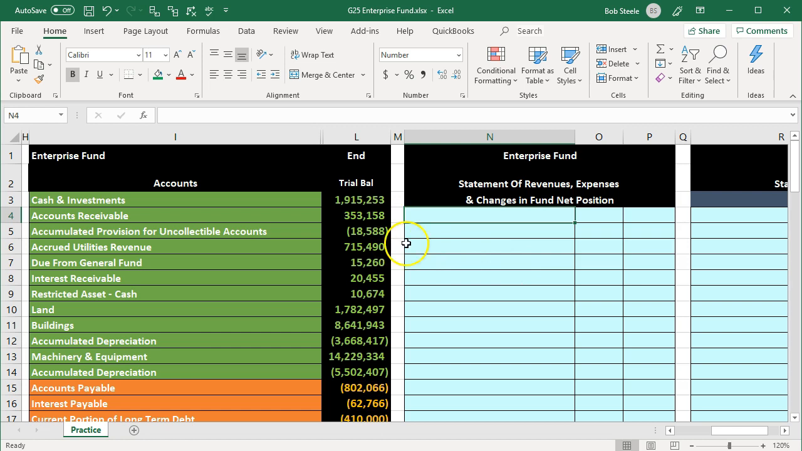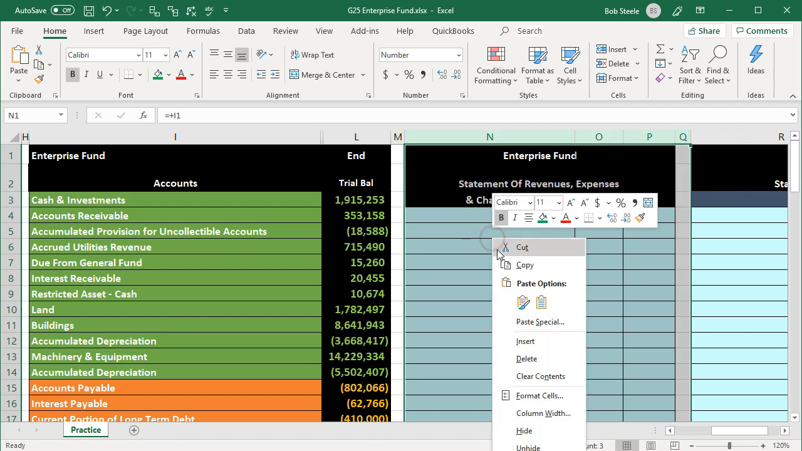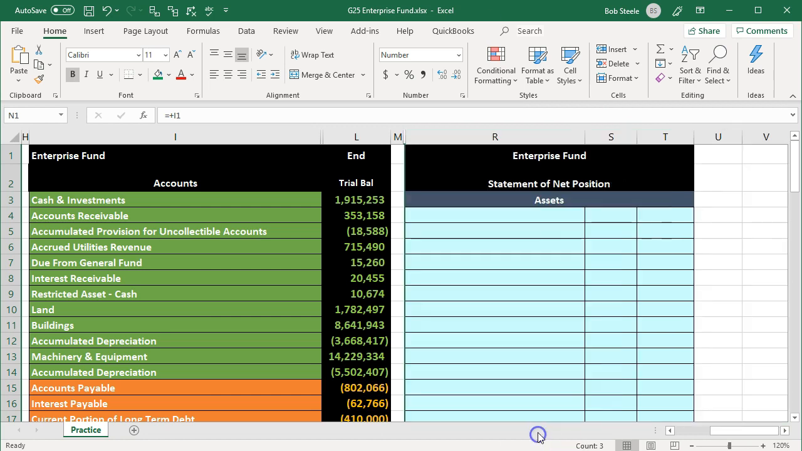So what I'm going to do is actually hide this financial statement. We'll work with what would be similar to the balance sheet first. So I'm going to put my cursor on column N. We're going to highlight from N to Q. So select from N to Q, let go, right-click on the selected area, and hide them. So there we have that, and now we have the enterprise fund, and we have the statement of net position. That's going to be similar to the balance sheet.